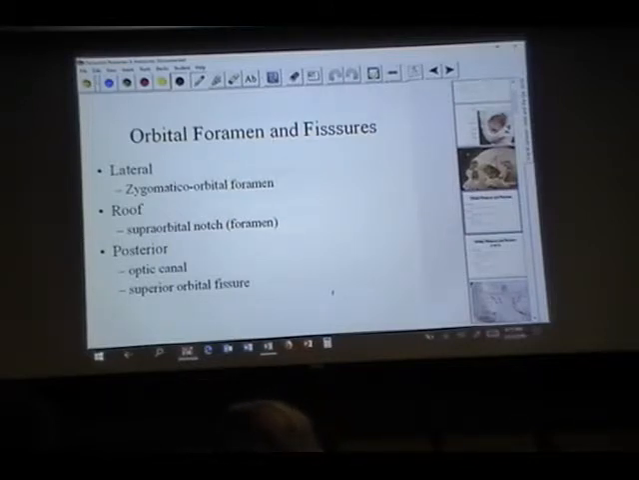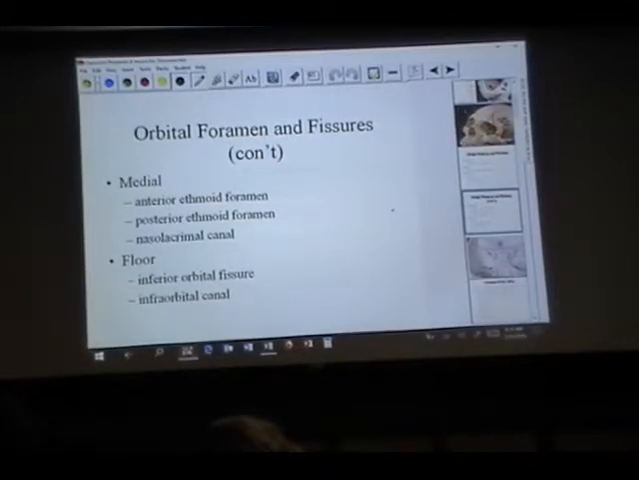What about superior orbital fissure? What are the things that go through superior orbital fissure? 3, 4, 6, and V1. Okay, what else? Anything else? Ophthalmic vein, right. Okay.